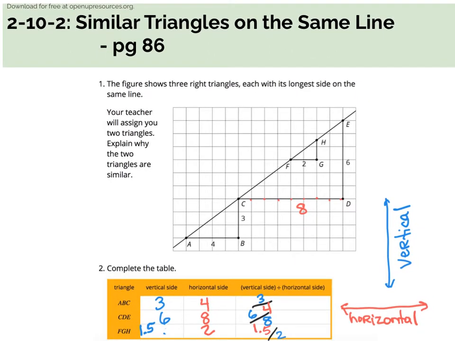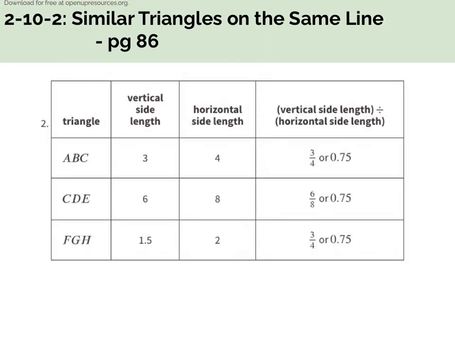Now, if we actually do all of these, 3 divided by 4, and we put it in our calculator, we're going to get 0.75. If we do 6 divided by 8, we're going to get 0.75. And if we do 1.5 divided by 2, we're going to get 0.75. So we have the table, and it is completed. And then here is a better look at that table. If it's hard to see, again, here is our table filled in.